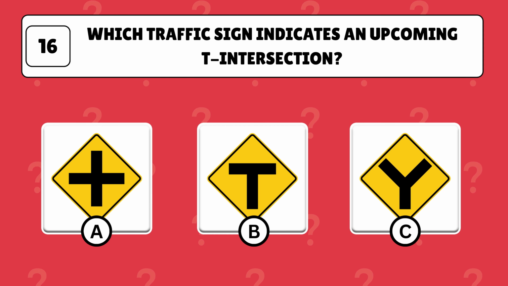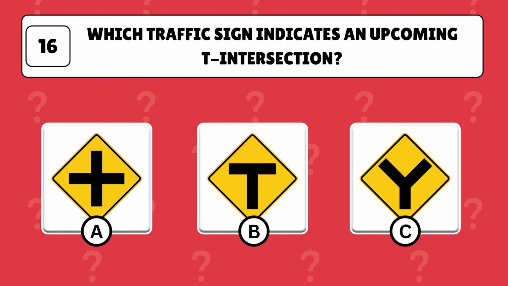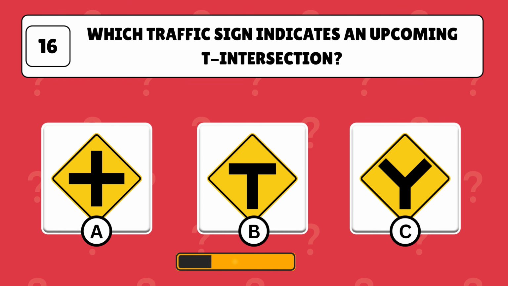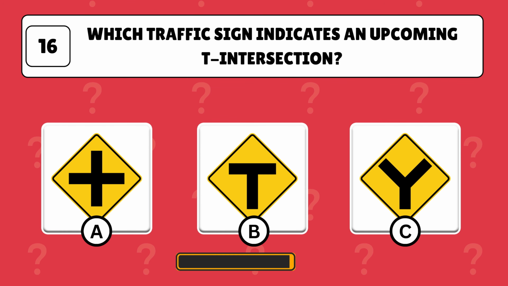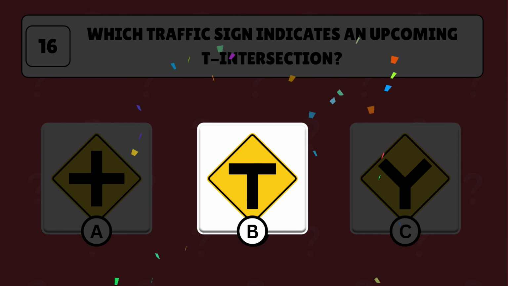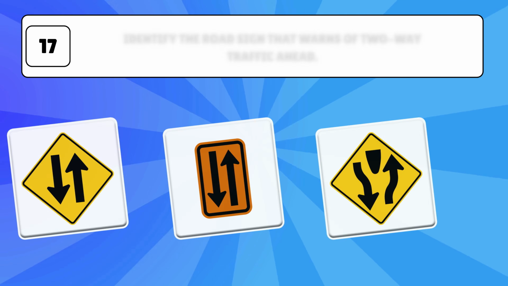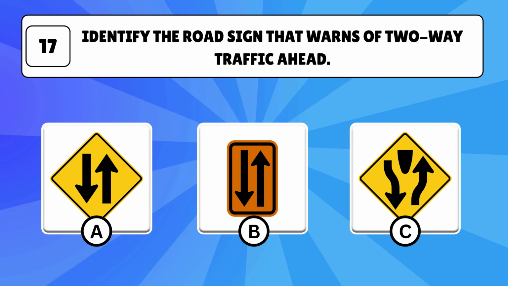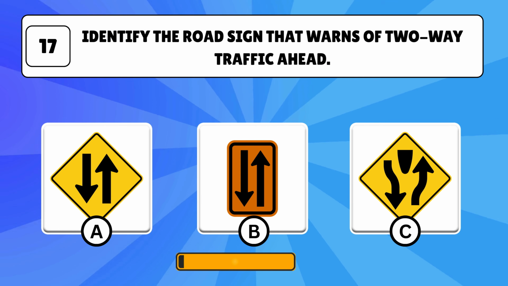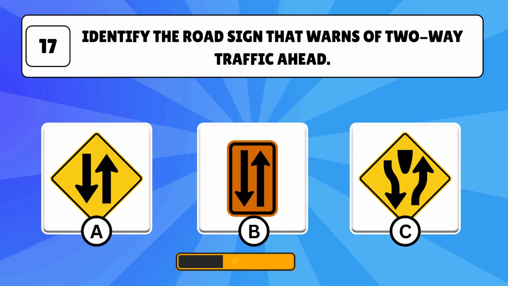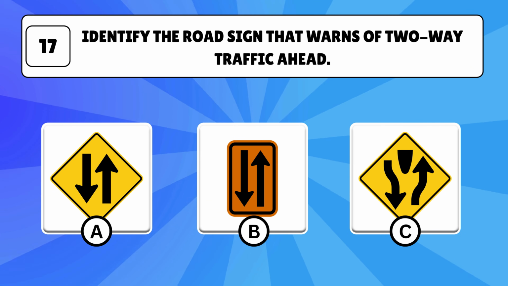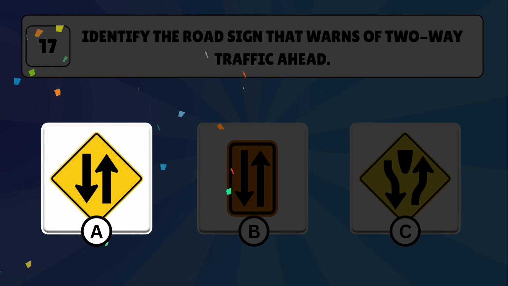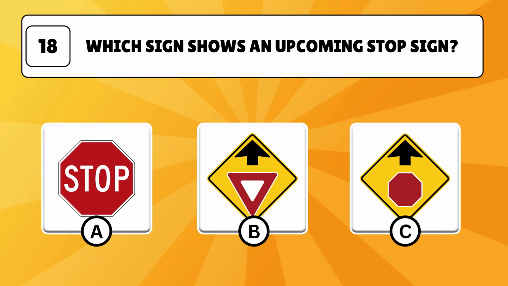Which traffic sign indicates an upcoming T intersection? Identify the road sign that warns of two-way traffic ahead. Which sign shows an upcoming stop sign?